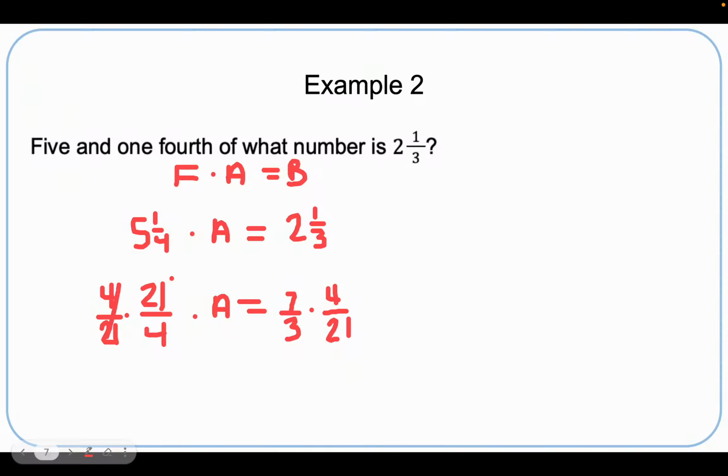These will cancel out, so we're left with A equals, and we can do some cancellation here. We factor out a 7, that makes that 1, makes this 21 a 3, and then we can multiply. 1 times 4 is 4, 3 times 3 is 9. So 5 1/4 of 4/9 is 2 1/3.